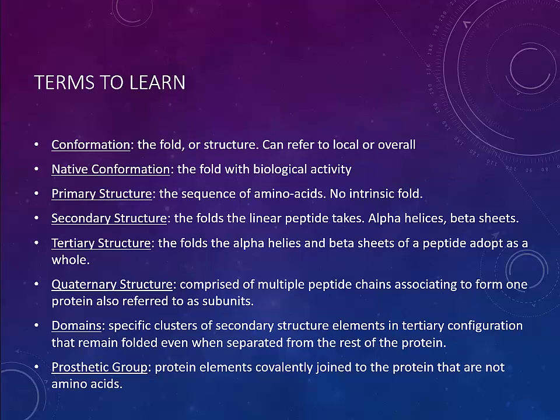Domains: specific clusters of secondary structure elements in tertiary configuration that remain folded correctly even when separated from the rest of the protein. Prosthetic group: protein elements covalently joined to the protein that are not amino acids.